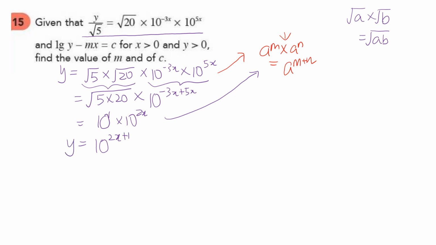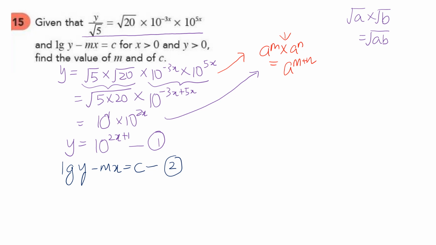Alright, so basically, I have two equations here. This will be my first equation. And the second equation given is log y minus mx equals c. So what we're going to do is either convert equation 1 into logarithmic form, or convert equation 2 into index form. I think it's easier to convert equation 2 into index form.